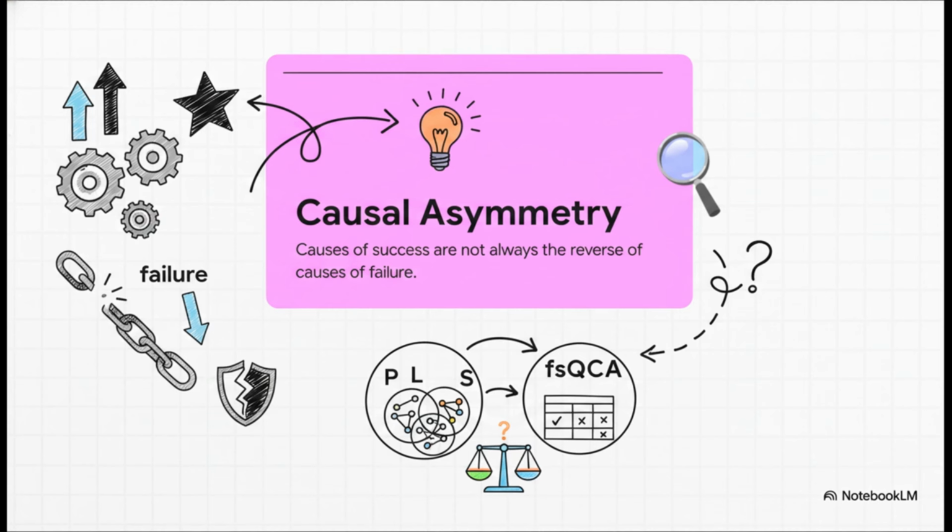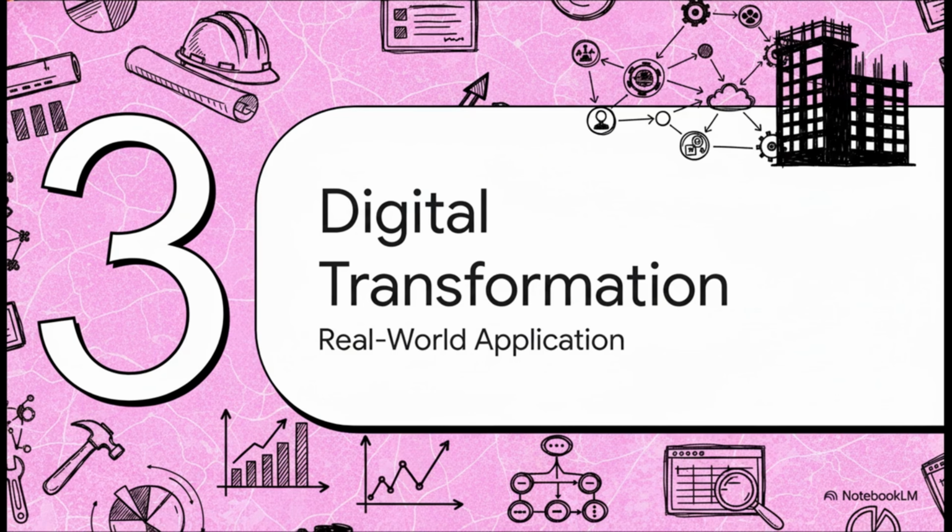Causal asymmetry warns us that the ingredients for a high outcome don't necessarily mirror the ingredients for a low one. The causes of success are absolutely not just the reverse of the causes of failure. So having a certain condition might lead to success, but lacking it doesn't automatically guarantee failure, because something else entirely might compensate for it.